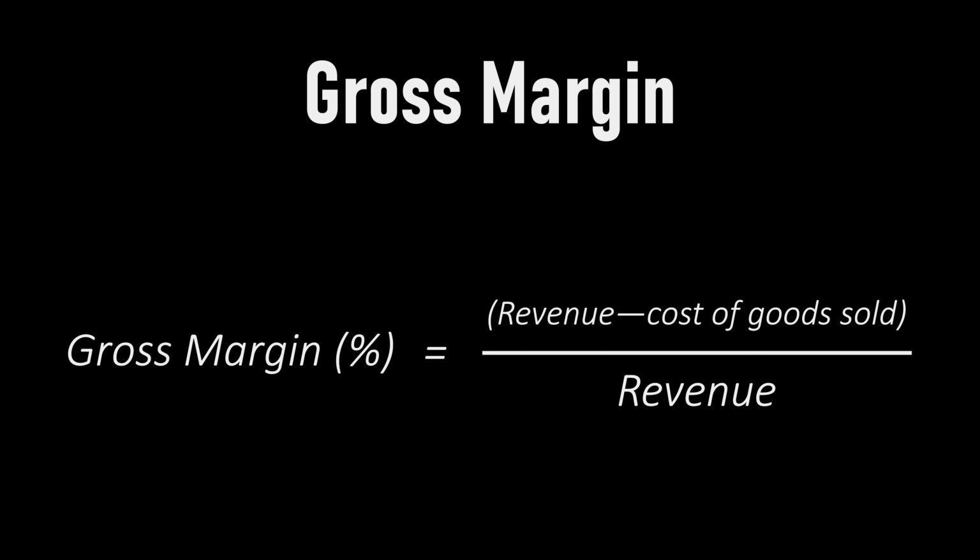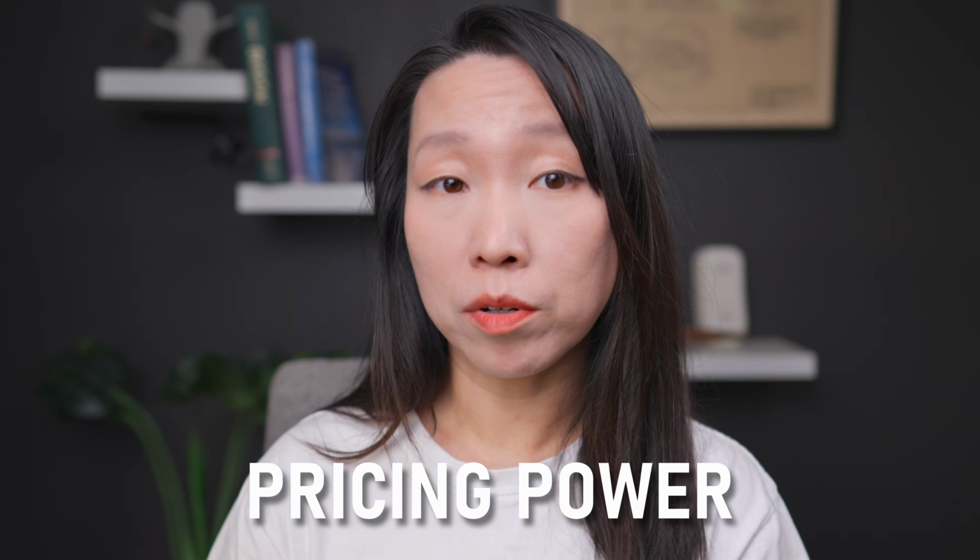Number 1 is the gross margin. You use revenue minus cost of goods sold, divided by revenue. This metric indicates pricing power. Higher than industry average gross margins suggest a strong brand or product differentiation.